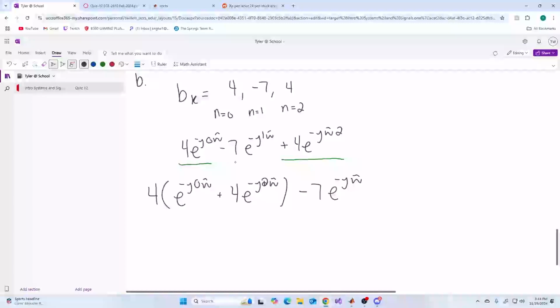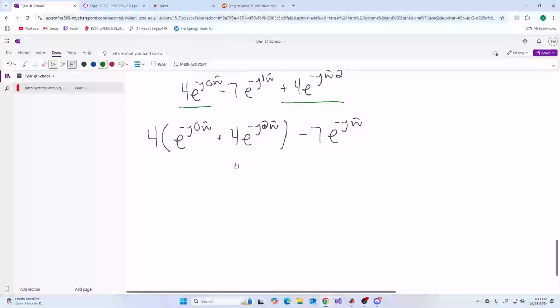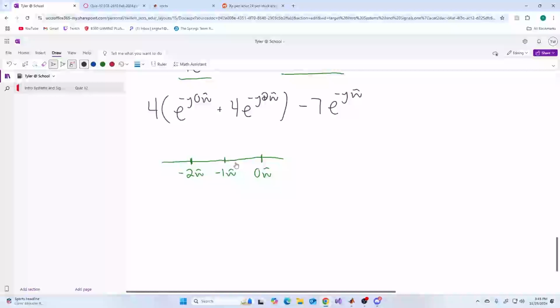I got rid of the 1. I mean, you can leave the 1 if you want. We don't need to keep the 1 because 1 times anything is just itself. Okay. Now what I need to look at are these two here. So I have negative 2 w hat, and then I have 0 w hat. What is in the center of those two? In the center is negative 1 w hat. So I'm going to pull out a 4e to the negative j w hat.